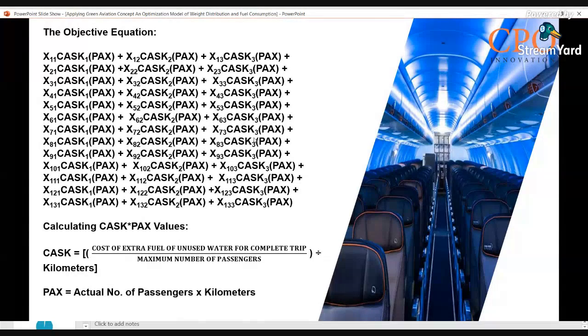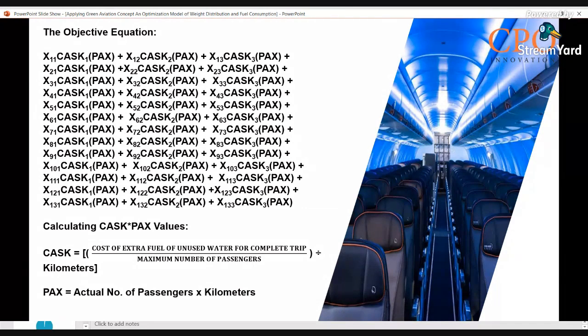Getting back to this term, the CASK is the cost of available seat kilometer. So it's the whole cost, the complete cost related to the passenger sitting on the plane for each seat moving for 1 kilometer. That's the broad definition of the CASK. Here in this research, we are measuring specific costs. So we're holding everything constant, and we are defining the CASK as the cost of extra burned fuel because of the amount of unused water for each seat per hour. We calculated the CASK and divided it by the maximum number of passengers, the plane capacity, divided by the number of kilometers, which is about 1,215 kilometers. Then we multiplied it by the actual number of passengers by the number of kilometers. So we have our objective function.